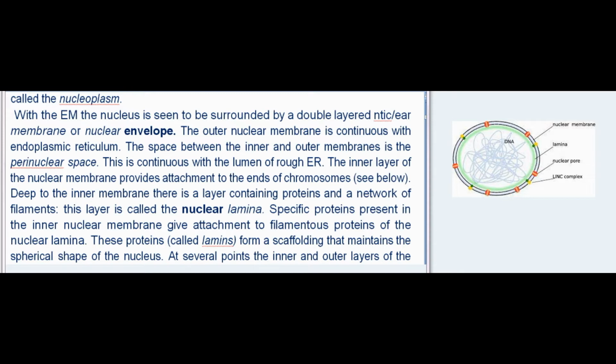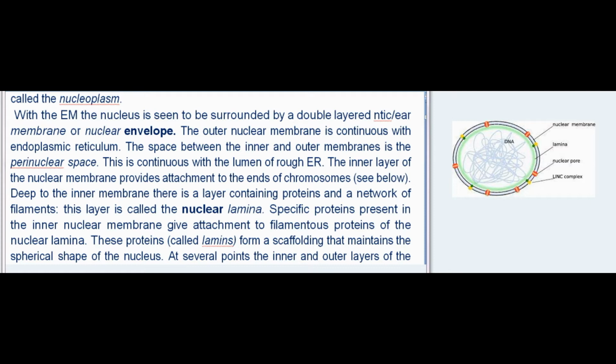The outer nuclear membrane is continuous with endoplasmic reticulum. The space between the inner and outer membranes is the perinuclear space. This is continuous with the lumen of rough ER. The inner layer of the nuclear membrane provides attachment to the ends of chromosomes, see below. Deep to the inner membrane there is a layer containing proteins and a network of filaments. This layer is called the nuclear lamina.